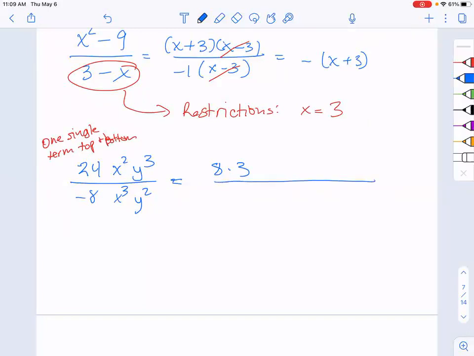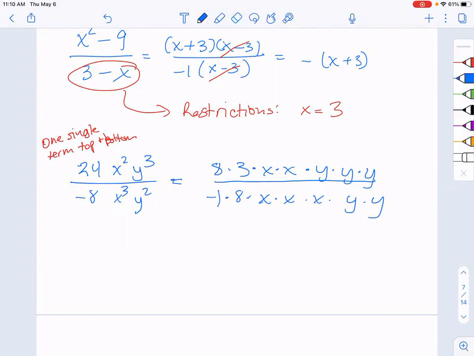I'm going to write this as 8 times 3 times x times x times y times y times y. You do not have to write that out, but you should think it out. You should think about what that means. It means all this stuff multiplied together. And on the bottom, -8 times x times x times x times y times y. You could write it as 8 times -1 also. And actually that may help you see a little bit better what's going on there. So -1 times 8. There you go.